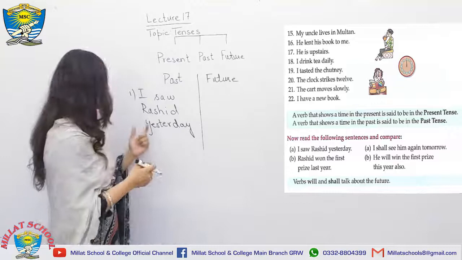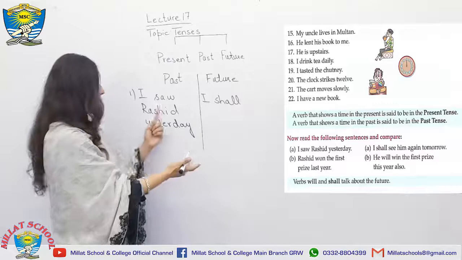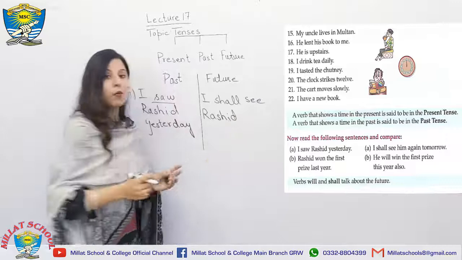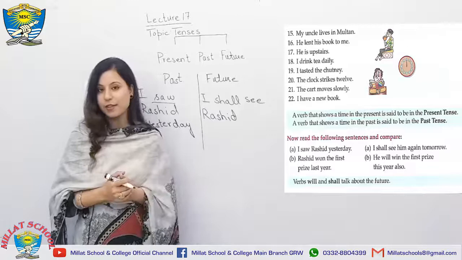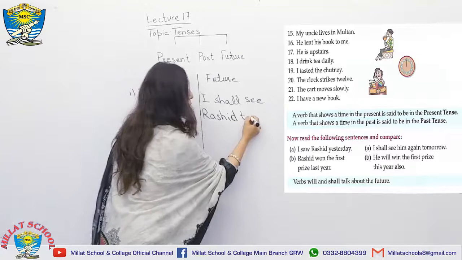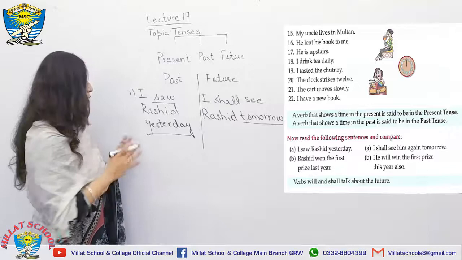So I saw Rashid yesterday is a past. How am I going to change it to future? I shall. And I shall change saw into see because I have to change the form of the verb here. I shall see Rashid. This tells us about the future. I shall see Rashid tomorrow. Yes, because now I am talking about the day that has not come yet. So tomorrow will be your future timing. This is your past timing and this is going to be your future timing. Got it? So now the rest of the sentences will be very easy for us to understand.